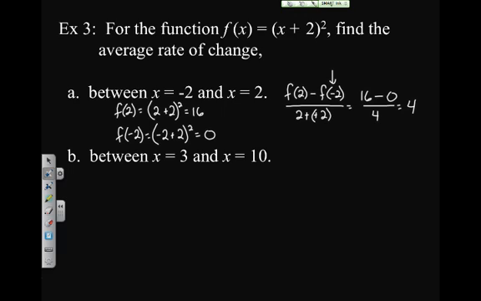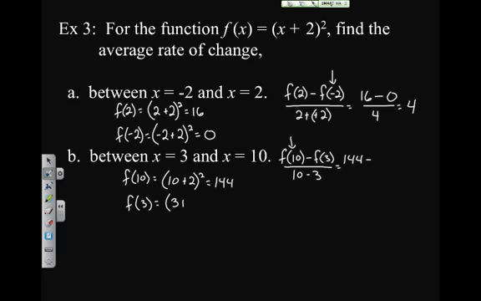For part B, we're doing 2 different x values. So again, set it up: f of 10 minus f of 3 over 10 minus 3. First of all, we need to know what f of 10 is. So f of 10 is (10 plus 2) squared, and that is 12 squared, which is 144. So that goes in right here, minus, and when we put in a 3, f of 3 is (3 plus 2) squared, and that is 25. Put that in there, and then 10 minus 3 is 7. So 144 minus 25 is 119 over 7, and when we divide 119 by 7, that gives us 17. So our average rate of change there is 17.